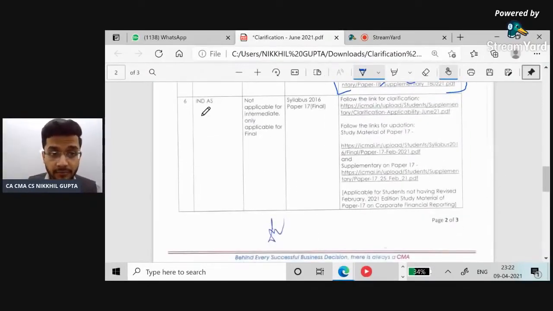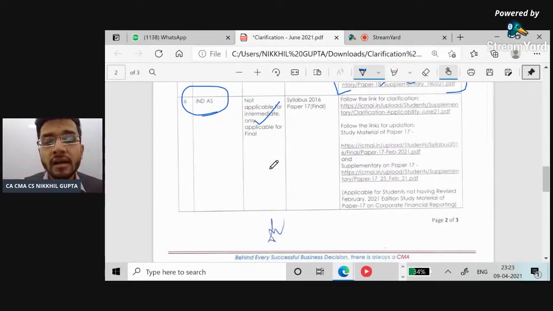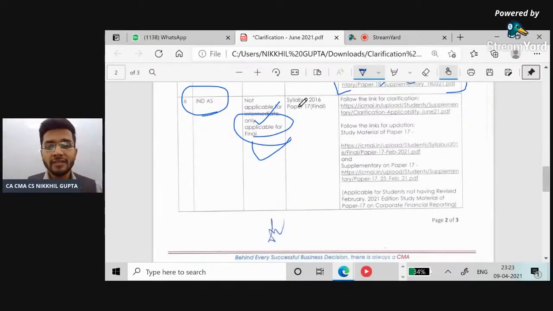Ind AS, Indian Accounting Standards, the equivalent of IFRS in the Indian accounting world. They are not applicable for intermediate. For intermediate, there's no applicability of Ind AS, so you don't have to do Ind AS. For intermediate students, it is only accounting standards which are going to come in the examination. But yes, for final students, Ind AS are applicable.